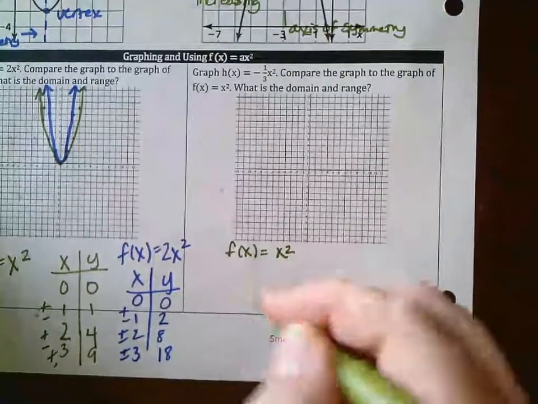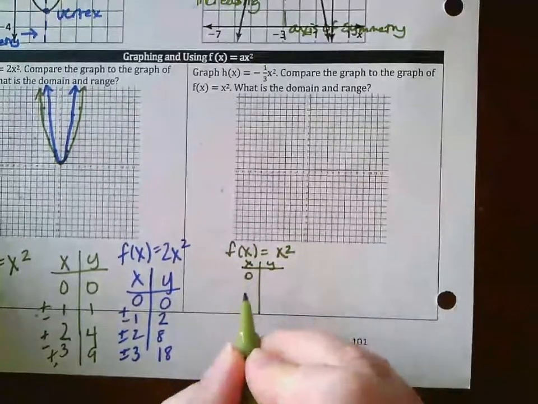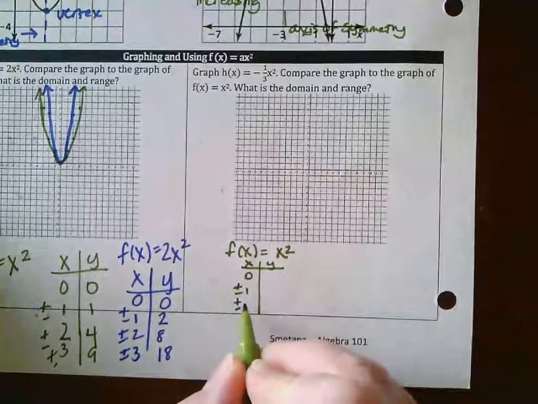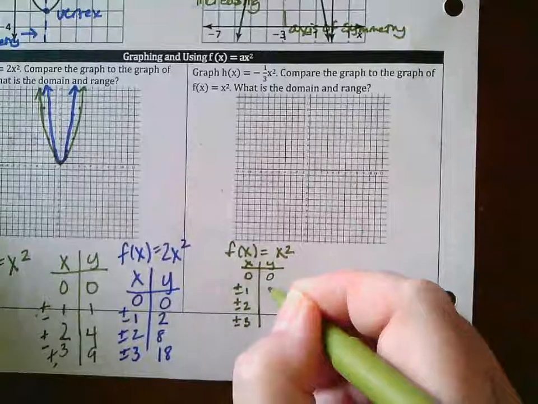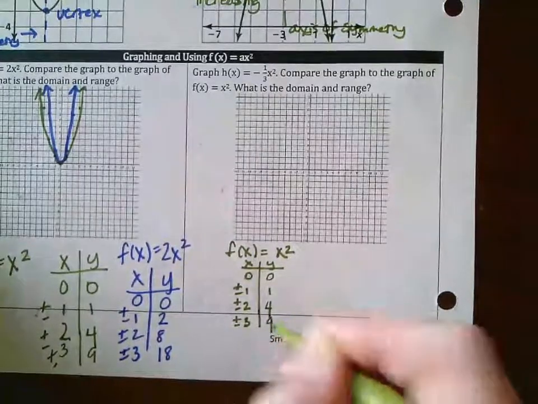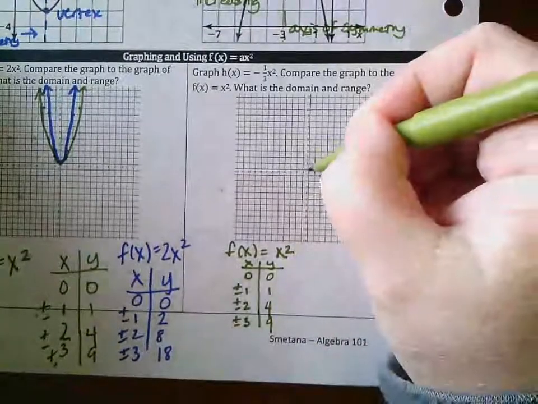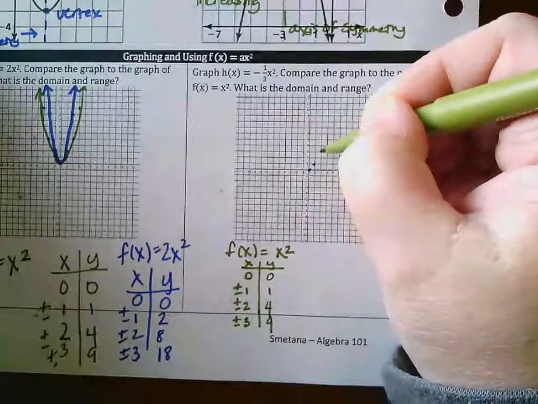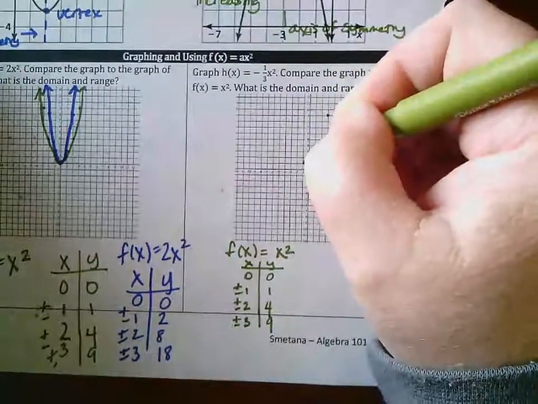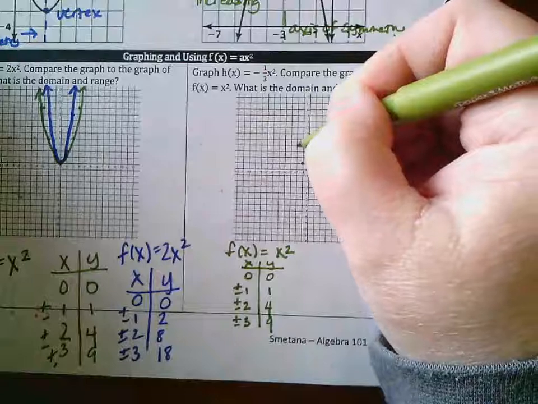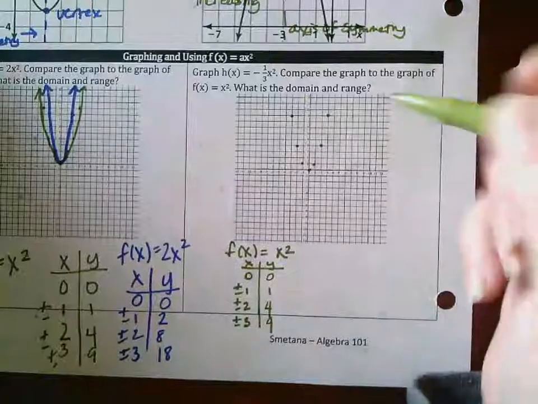So this right here, we'll try to make it smaller, is going to have 0, plus or minus 1, plus or minus 2, plus or minus 3, 0, 1, 4, and 9. We already did that on this problem right here, just to put our parent graph in here. So 1, and then 2 was 4 and 3 was 9. And you just mirror it. 1, 2, and 3, 9.